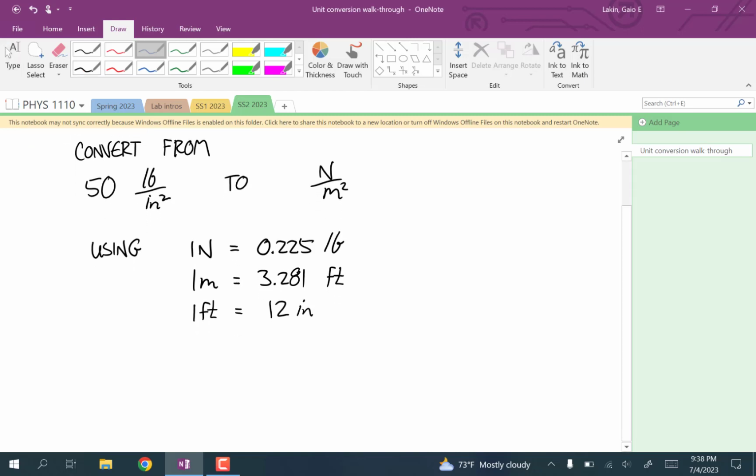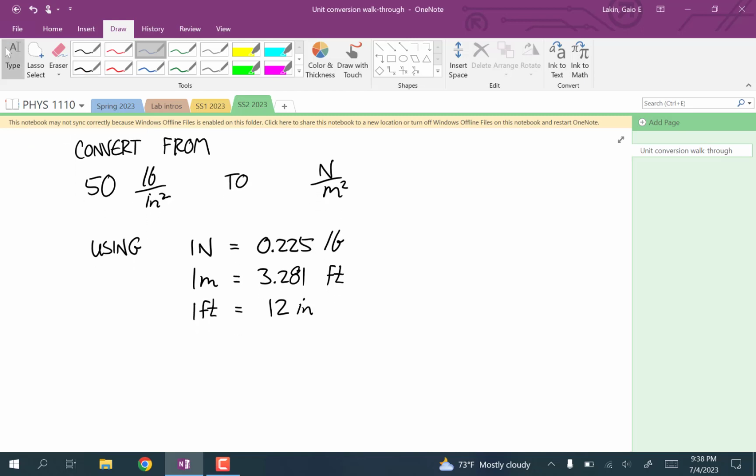Okay, so let's go through this problem. The first thing I want you to do is write down how to start this problem before we get into any unit conversions. What's the first thing you write down? Pause this video right now and see if you remember the first thing that you should write down.